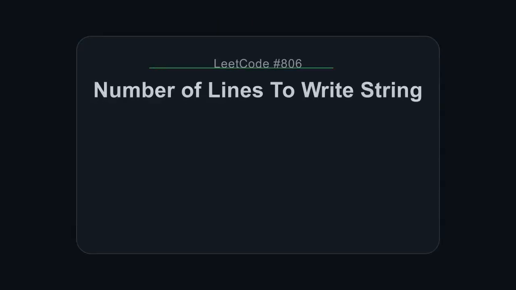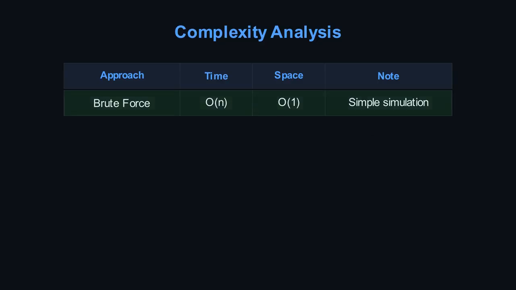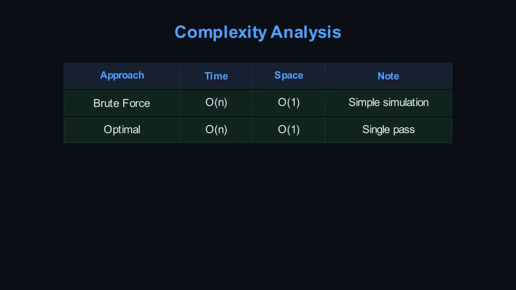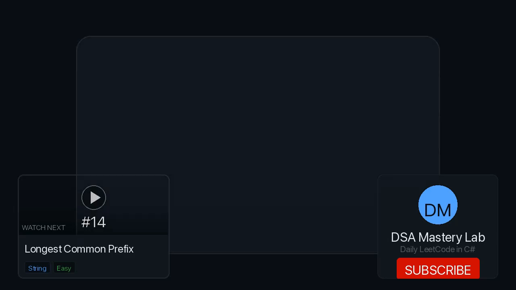You'll spot this pattern whenever you are processing a sequence of items and need to group them based on a running total or a capacity limit. Look for problems where you have a container with a fixed size, and you must decide when to start a new container based on whether the next item fits. The time complexity is linear, or O of n, because we look at each character exactly once. The space complexity is constant, or O of 1, because we only use a few variables to store the counts and widths.